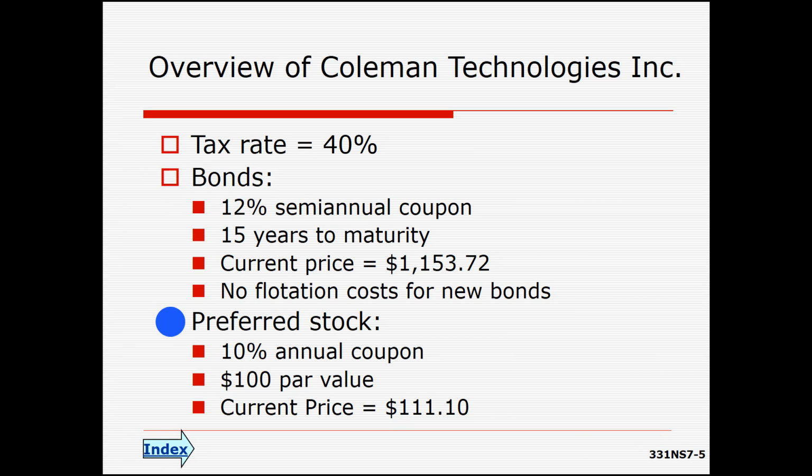Coleman has preferred stock with a 10% annual coupon selling for $111.10. Note that the $100 par value of the preferred stock is irrelevant to our calculations. We need to use the current market price.